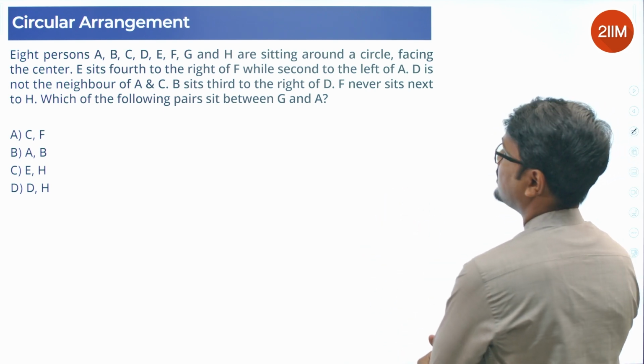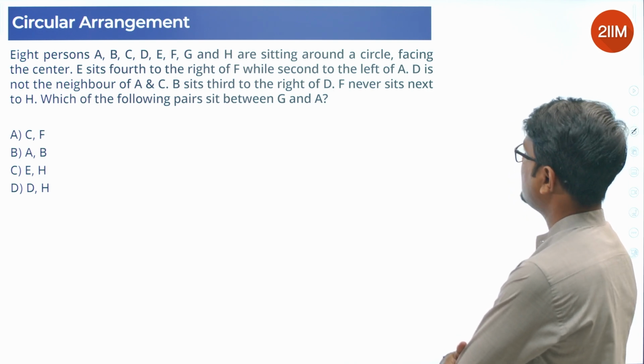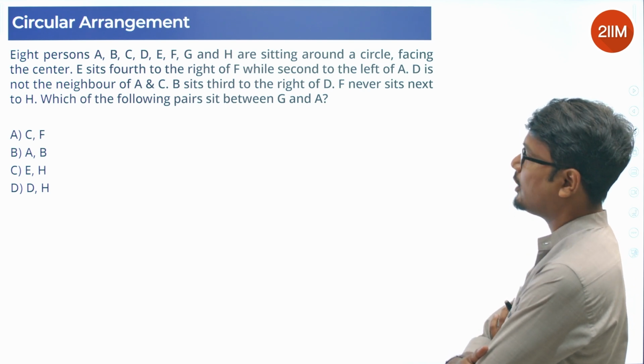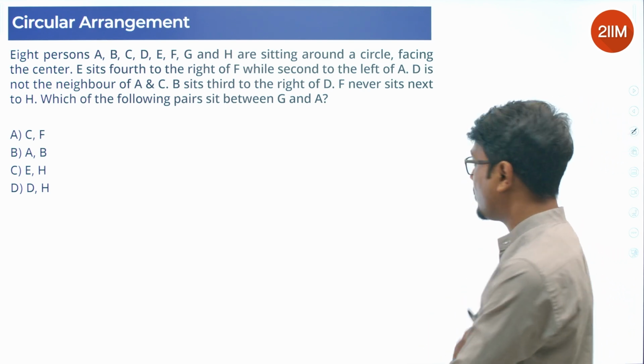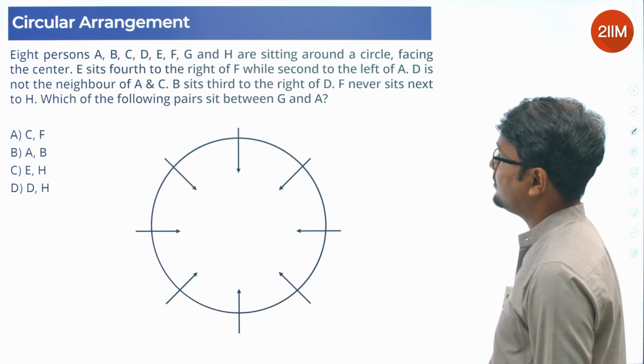D is not the neighbor of A and C. B sits third to the right of D. F never sits next to H. Which of the following pairs sit between G and A? Okay, so we'll check this out. What do we have here? Starting with this.